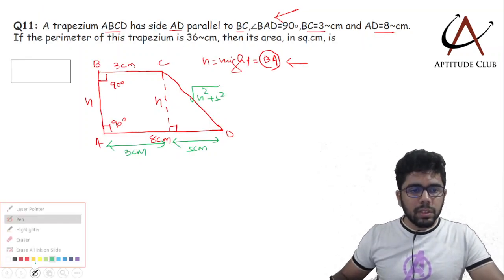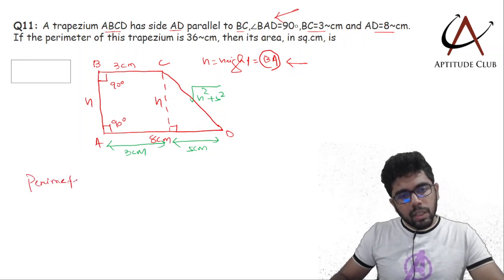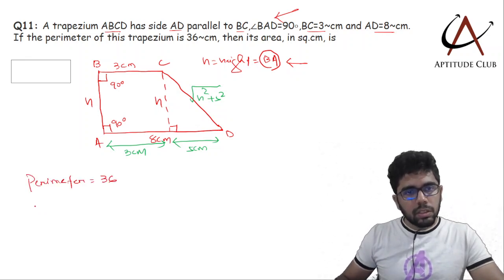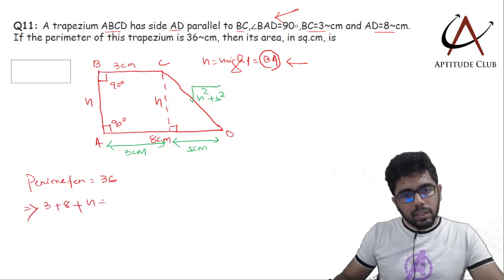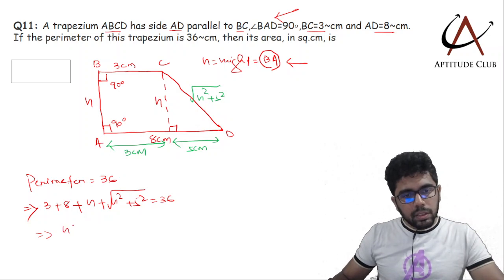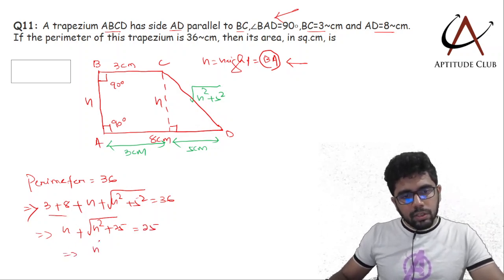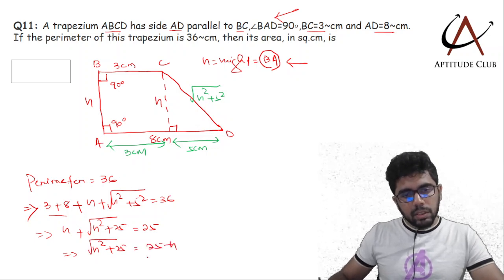Now in the question we have been given the perimeter. So we basically have all the sides. So perimeter is equal to 36. This implies 3 plus 8 plus H plus the square root of H square plus 5 square is equal to 36. This implies H plus the square root of H square plus 25 is 11 plus 25, that is 25. And the square root of H square plus 25 is basically 25 minus H.